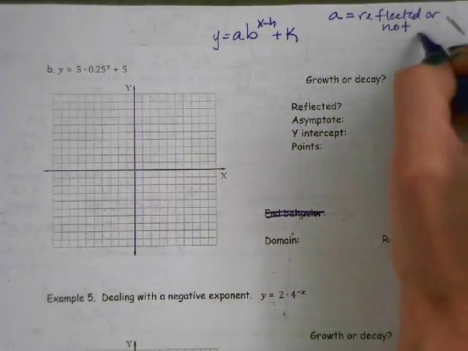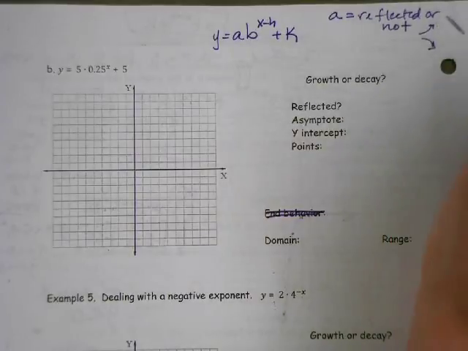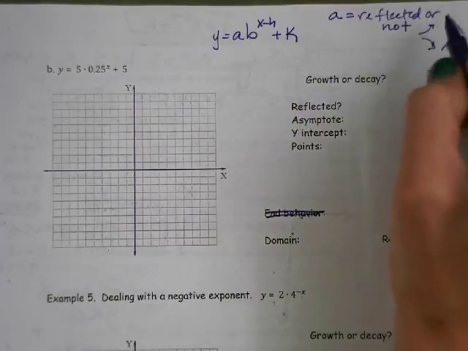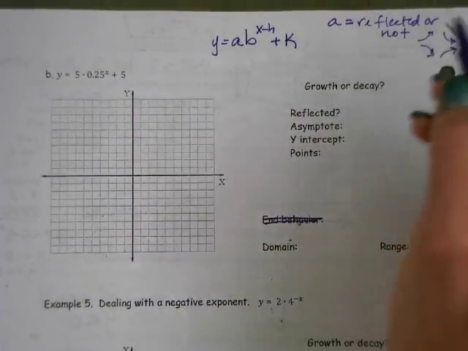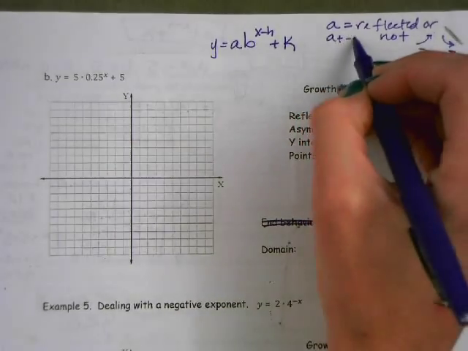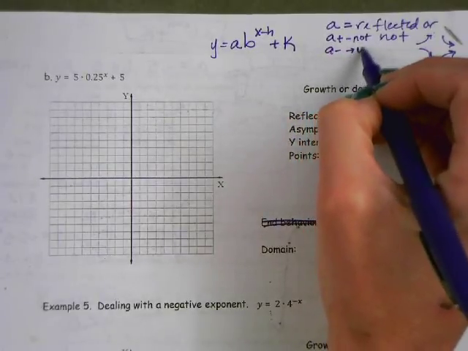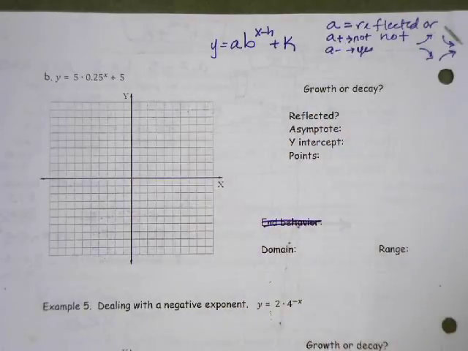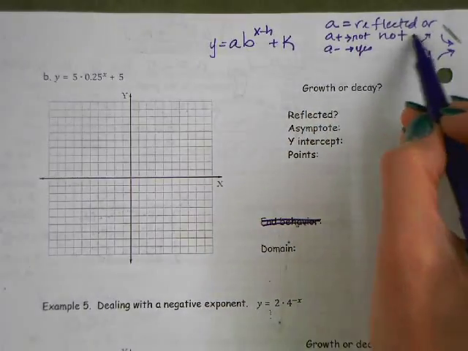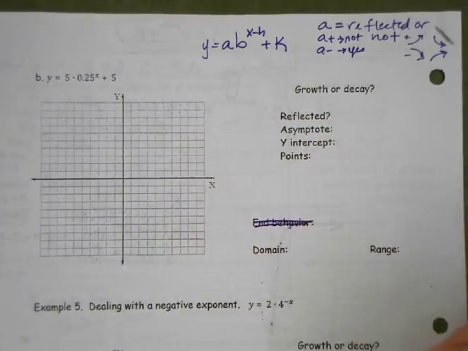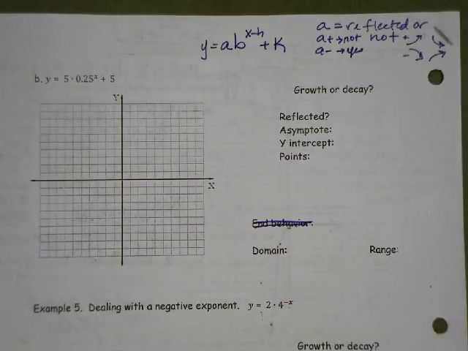And what that means is if it goes this way or it goes that way. If A is positive, it is not reflected. If A is negative, it is reflected. So this is the positive, that's negative. Very similar to what we saw with the quadratics. It flips it. It also makes it skinnier or like a wider curve as well.